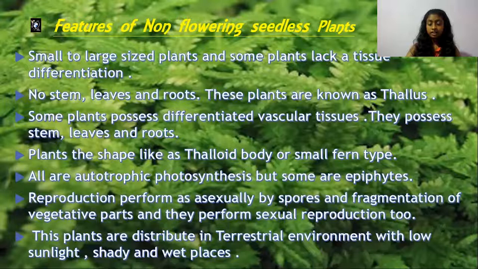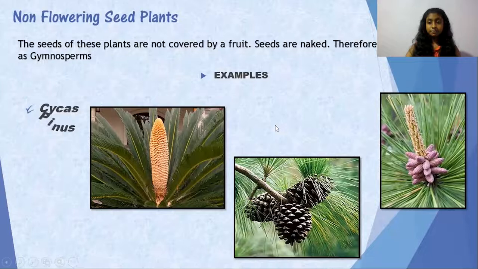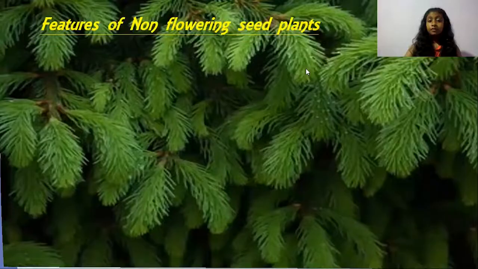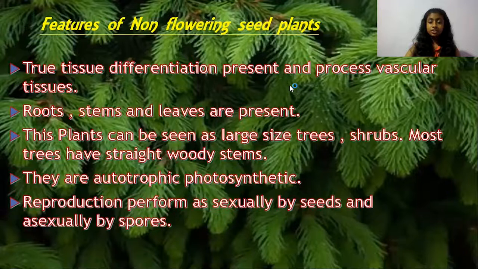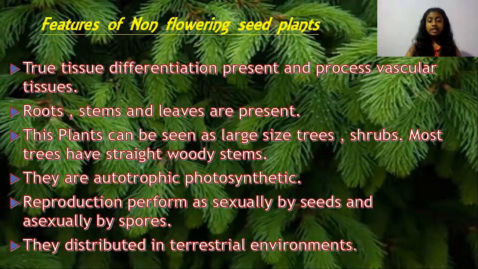Non-flowering seed plants. The non-flowering seed plants do not produce flowers, but they produce seeds. These seeds are not covered by a fruit. Seeds are naked. Therefore, they are known as gymnosperms. Examples: Cycas and Pinus. Features of non-flowering seed plants. First one is true tissue differentiation is present and they possess vascular tissues. Roots, stem and leaves are present. These plants can be seen as large sized trees and shrubs. Most trees have a straight woody stem. They are autotrophic photosynthetic. Reproduction is performed sexually by seeds and asexually by spores. They are distributed in terrestrial environments.